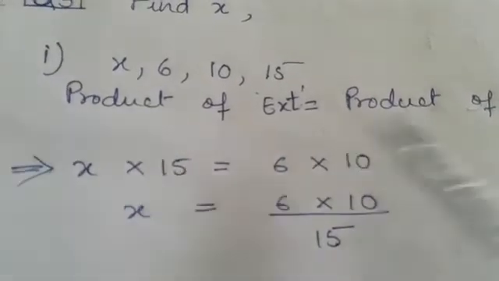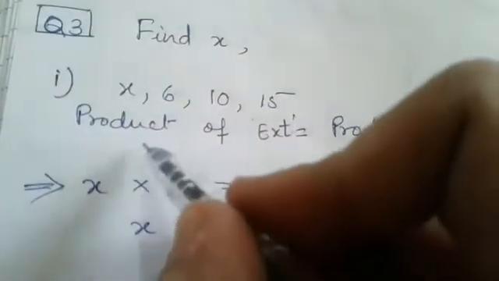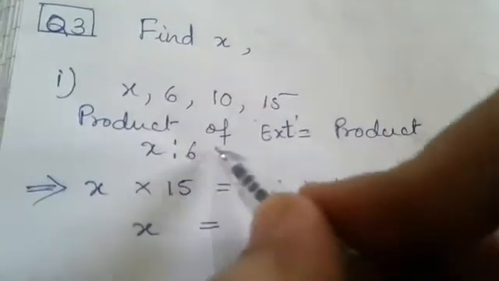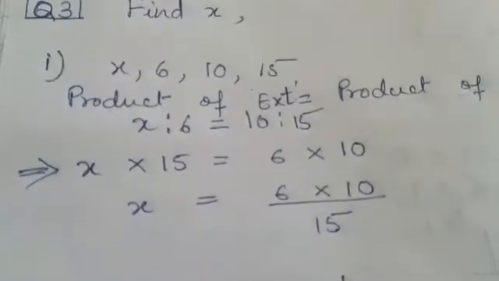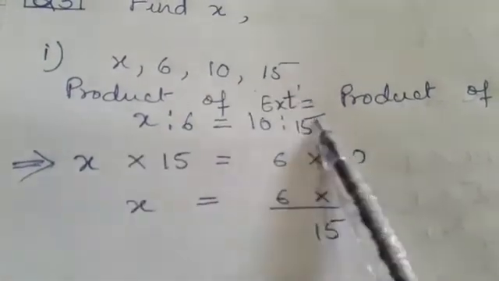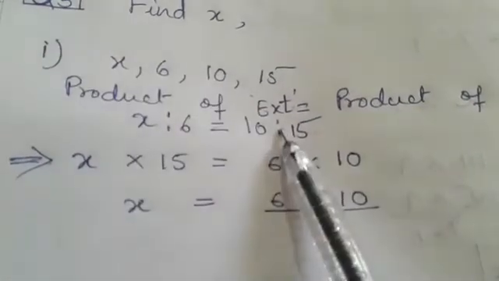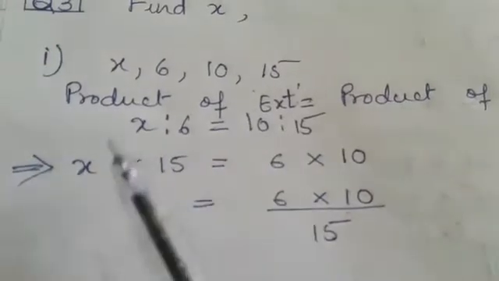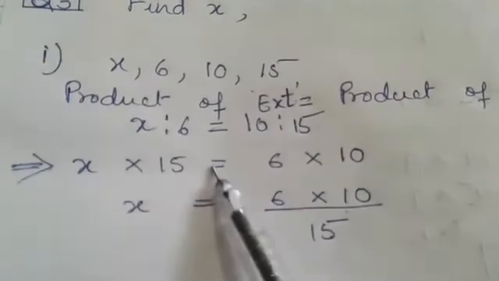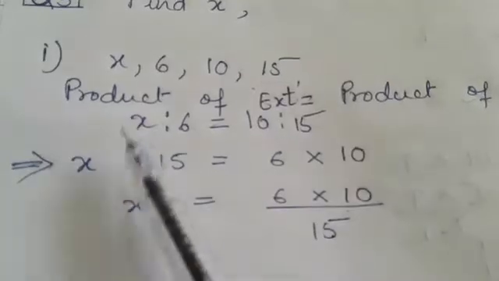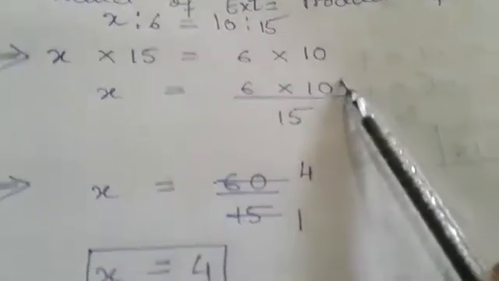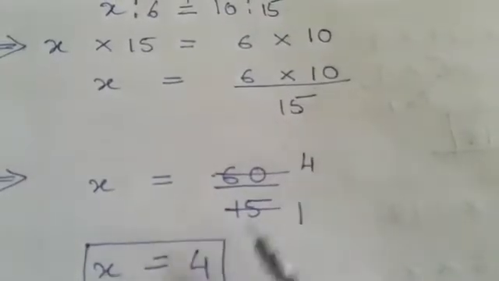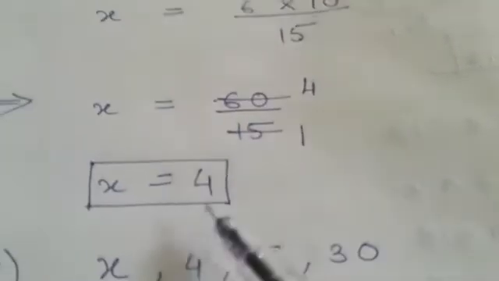Okay. So what you can do is write x is to 6 is equal to 10 is to 15. This is the arrangement here, and it is important because it shows that they are in proportion. Alright. So x multiplied by 15 is equal to 6 multiplied by 10. Extremes and means. So x is equal to 6 multiplied by 10. 6 tens are 60 upon 15. 15 fours are 60. x is equal to 4.